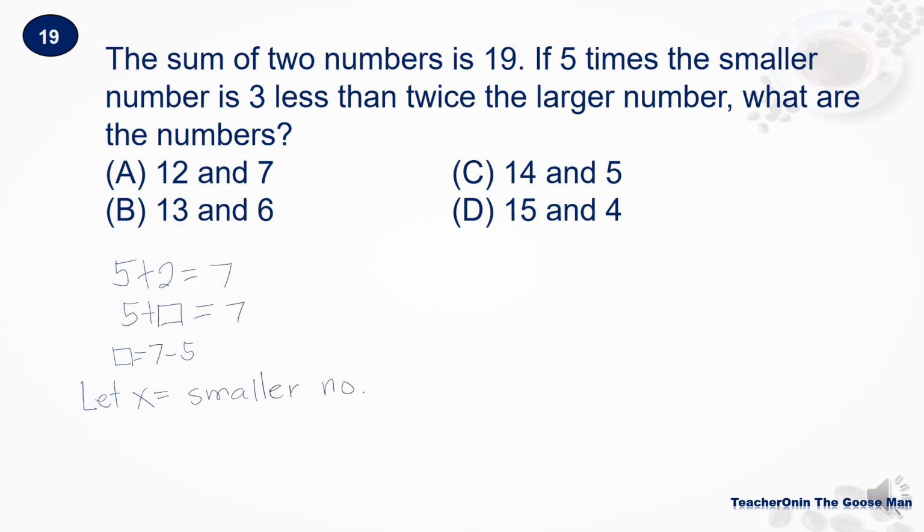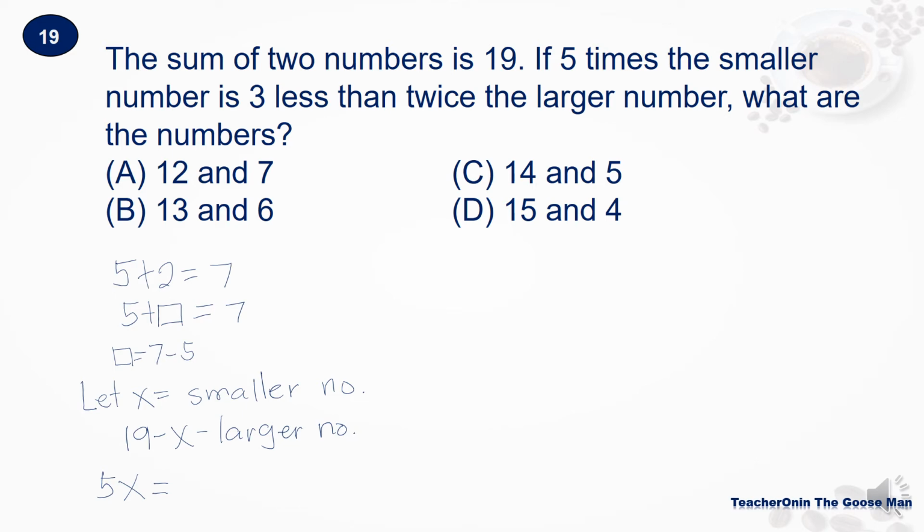Okay? And then, we will use this idea. Since we know the sum is 19, ang gagawin natin, 19 minus x, this is your larger number. Okay, so this is now your representation. Next, if 5 times the smaller number, so pag meron tayong 5 times the smaller number, so that is x, 5 times the smaller number is, meaning to say, equal to 3 less than twice the larger number. So, paano yun?